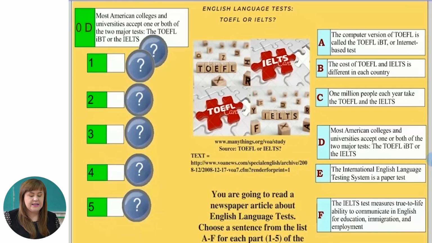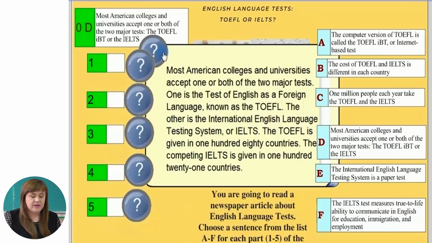Dear students, it is time to find out what each paragraph tells us about English language tests known as the TOEFL or IELTS. Most American colleges and universities accept one or both of two major tests. One is the Test of English as a Foreign Language, known as the TOEFL. The other is the International English Language Testing System, or IELTS. The TOEFL is given in 180 countries. The competing IELTS is given in 121 countries.